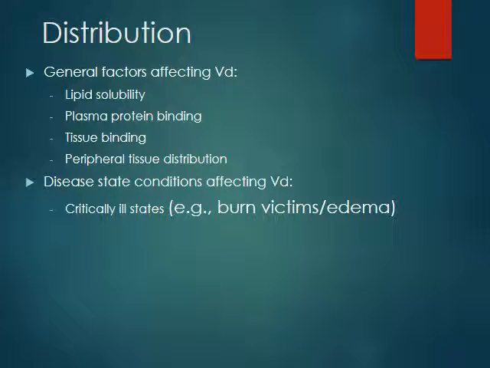Generally, what affects volume of distribution is the lipid solubility of medications. The higher the lipid solubility, the higher the volume of distribution. Plasma protein binding tends to have the opposite effect: the more drug bound by plasma proteins, the more stays in the central circulation, decreasing volume of distribution. Higher tissue binding gives a higher volume of distribution, because more drug is bound up in the periphery, and extensive peripheral tissue distribution would also increase it.